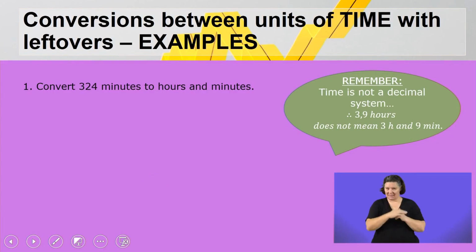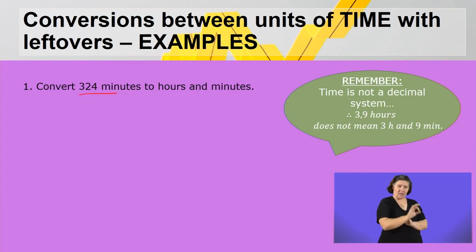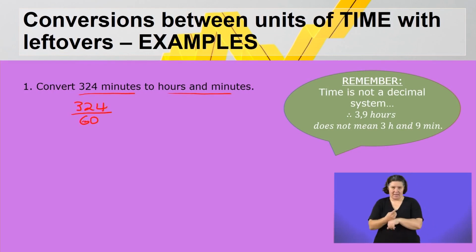Okay, so the first example here, convert 324 minutes to hours and minutes. Now, if I look at this, I'm moving from minutes to hours and minutes. So first of all, I'm going to take my 324 minutes, and I will divide that by 60, because I'm moving now from minutes to hours, right? So if I do that, 324 divided by 60, that will give me an answer of 5. This will be equals to 5,4 hours.